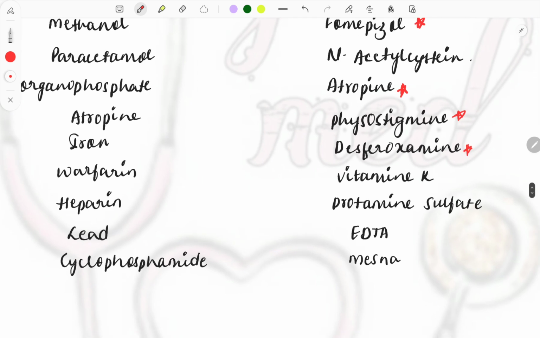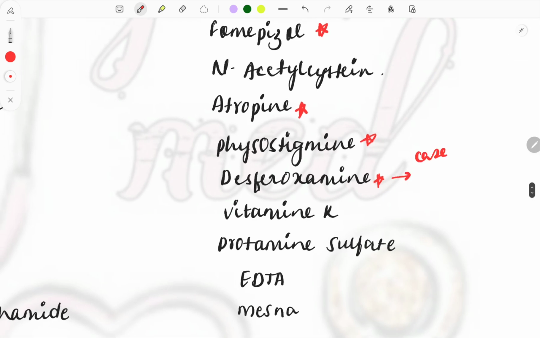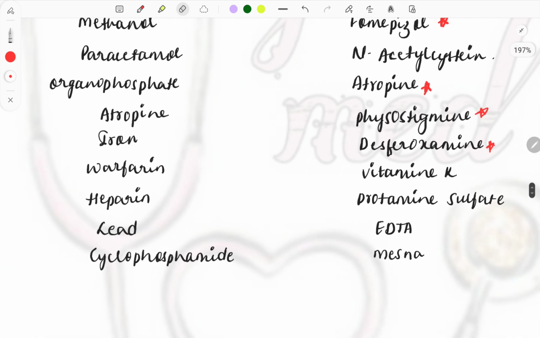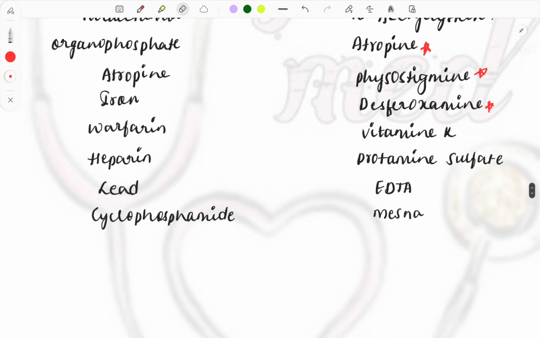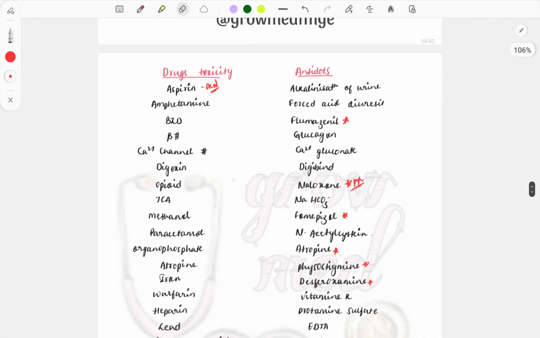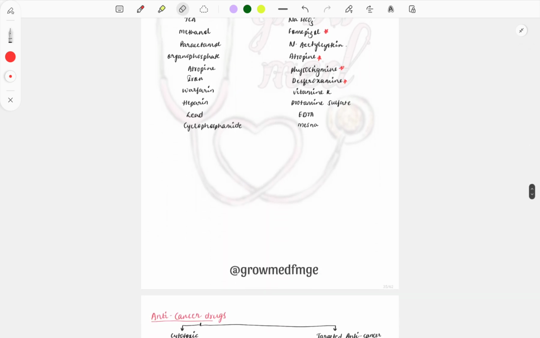Iron, desferoxamine. तो the classical case of iron is the child who consumed the iron tablets of the mother, and now comes to the emergency. What is the antidote? Desferoxamine. ठीक है, तो desferoxamine, this is also a repeat topic. Then vitamin A का it is warfarin. Warfarin का is vitamin K. Heparin का is protamine sulfate; lead, EDTA; and for cyclophosphamide it is mesna. Okay, so this is a list of the important drugs and the antidotes which are used.